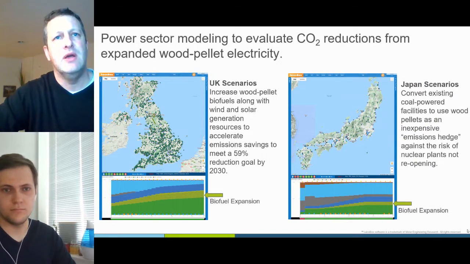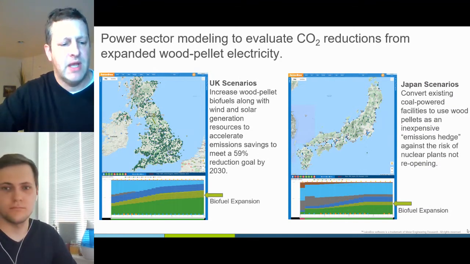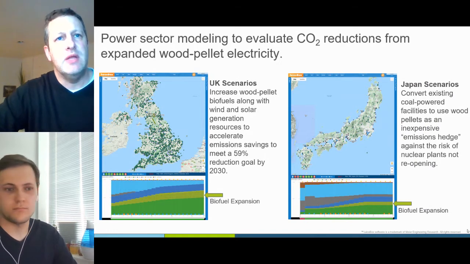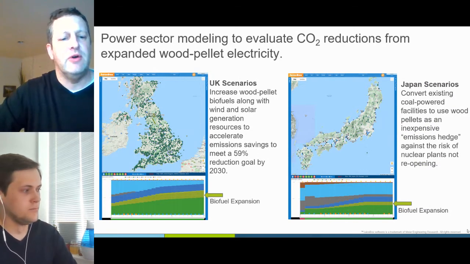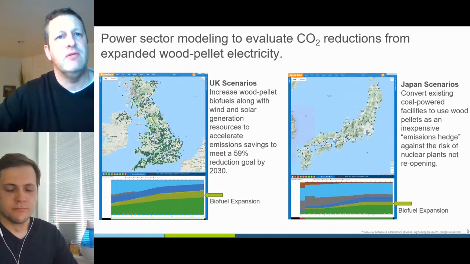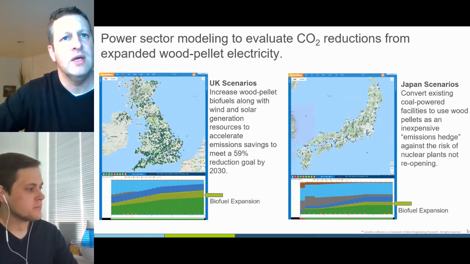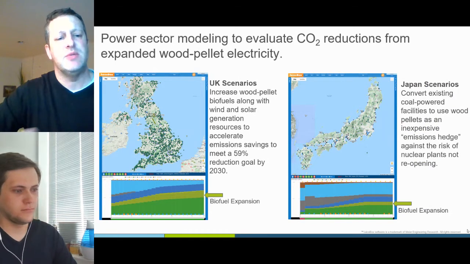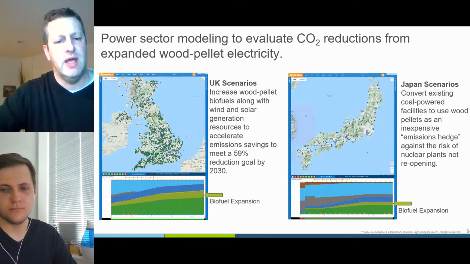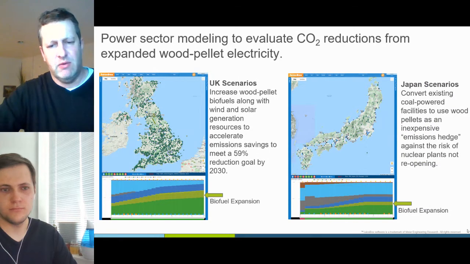On the right, a graphic of Japan. And what we wanted to examine was what is the contribution that this fuel might make in terms of national emission goals. In the UK, we looked at a policy objective which was to achieve a 59% emission savings by 2030. And the first technology that people think of in expanding renewables is solar and wind. And what we wanted to test was if we expand both solar, wind, and biofuel at basically the same percentage versus ignoring biofuel, what is the difference?